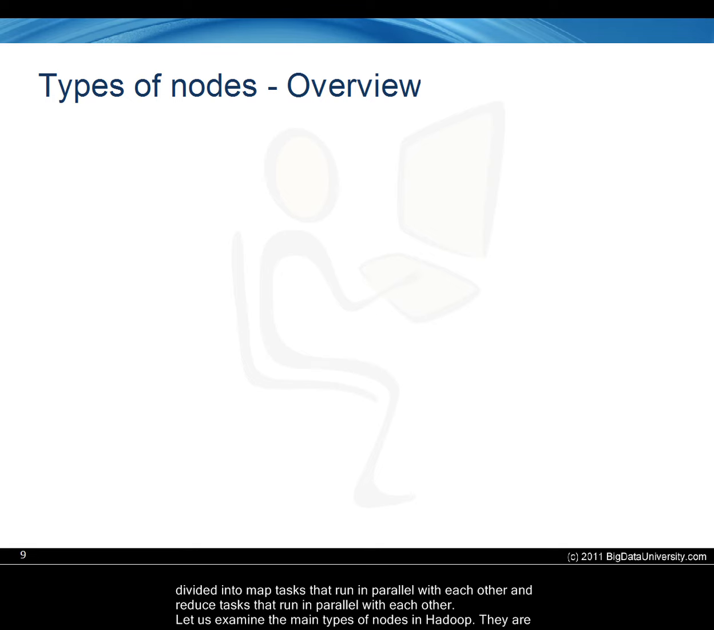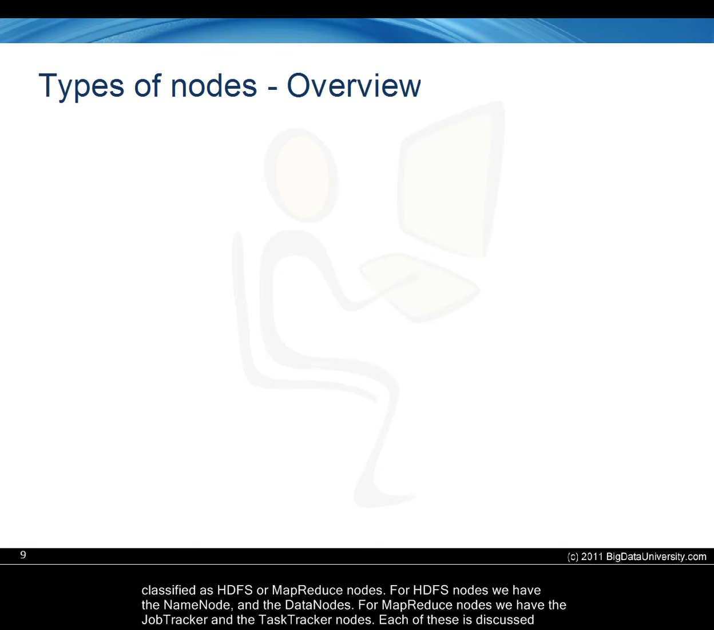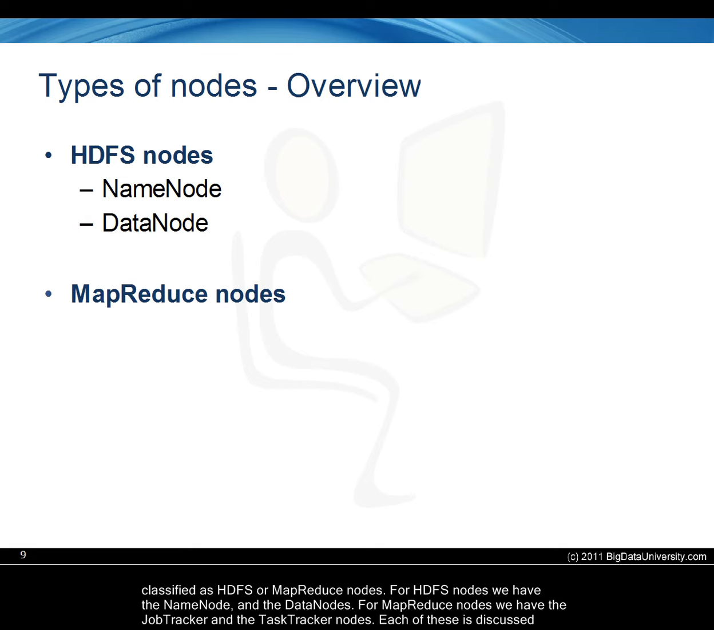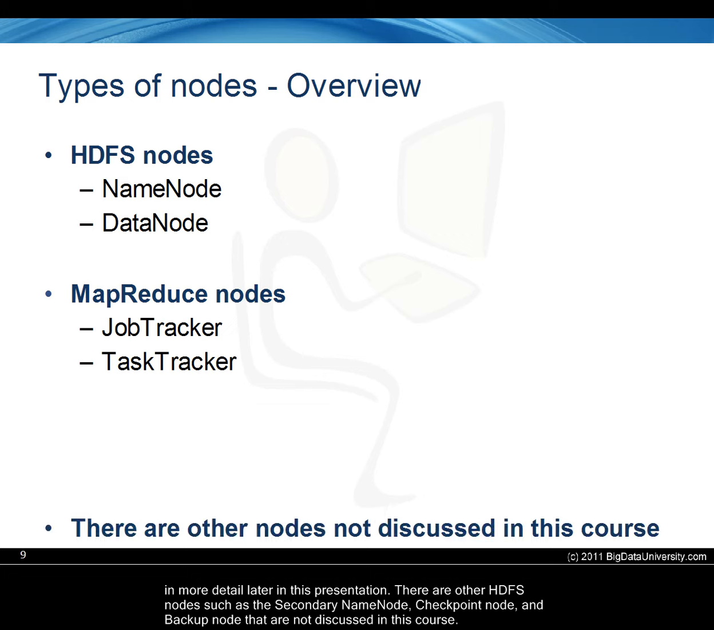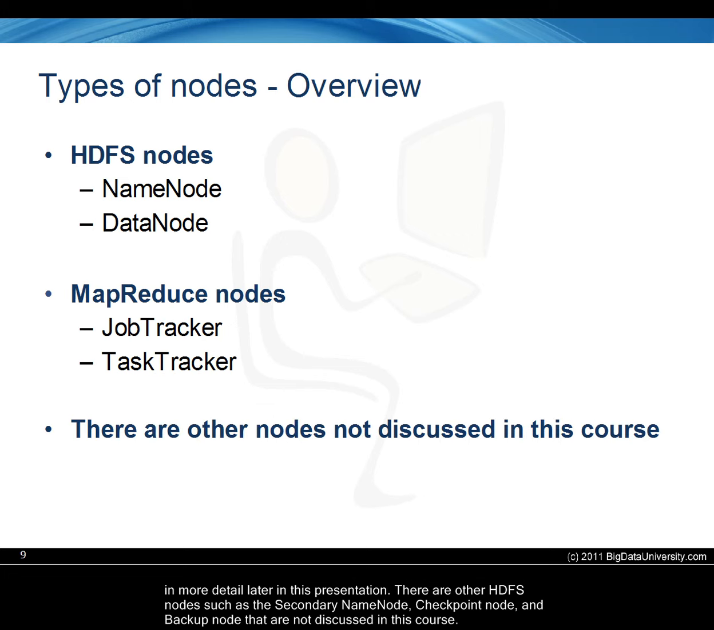Let us examine the main types of nodes in Hadoop. They are classified as HDFS or MapReduce nodes. For HDFS nodes, we have the name node and the data nodes. For MapReduce nodes, we have the job tracker and the task tracker nodes. Each of these is discussed in more detail later in this presentation. There are other HDFS nodes, such as the secondary name node, checkpoint node, and backup node, that are not discussed in this course.